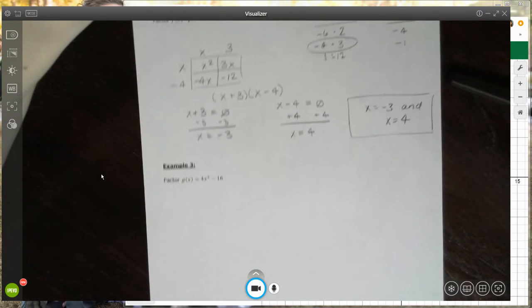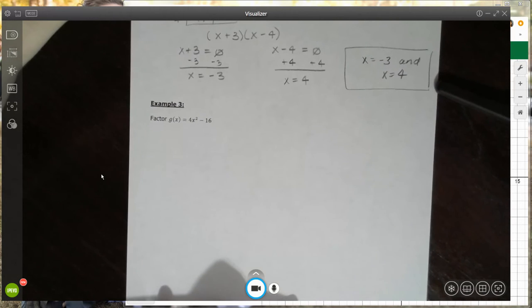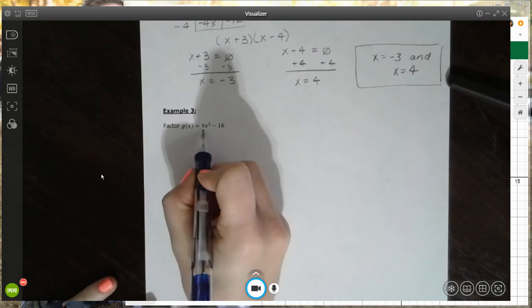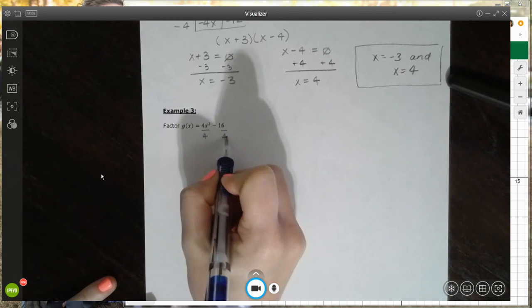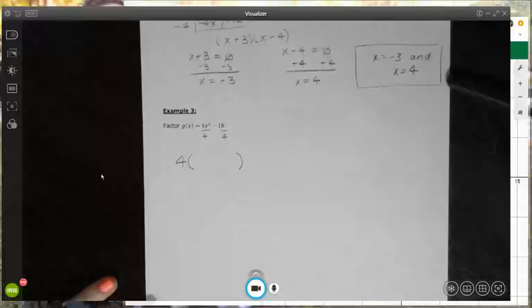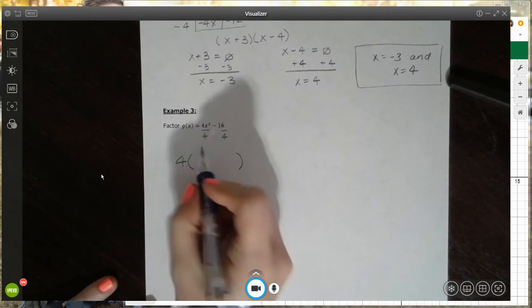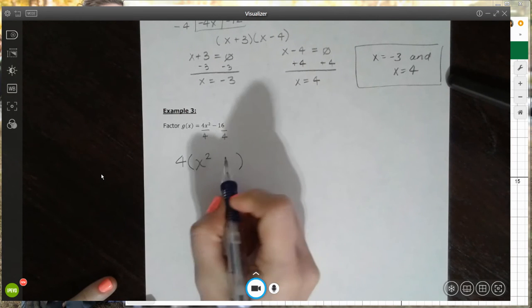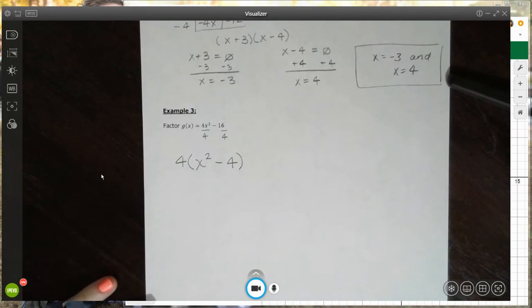So last but not least, we've got one more. Now this one is going to cover 2 bases at once, because the first thing I always do is look for a common factor, and 4 and 16 are both divisible by 4. So the first thing I'm going to do is divide both of these by 4. And then whatever's left over is going to go inside of the parentheses. So that divided by 4 leaves me with x squared. Negative 16 divided by 4 leaves me with negative 4.